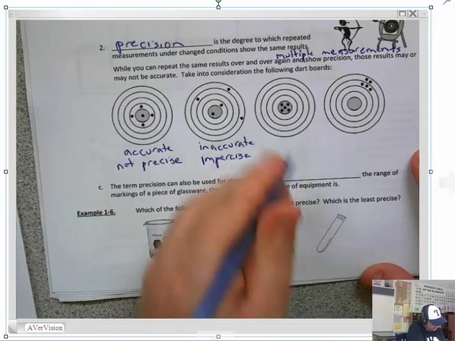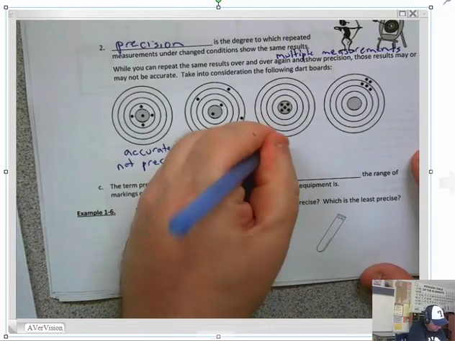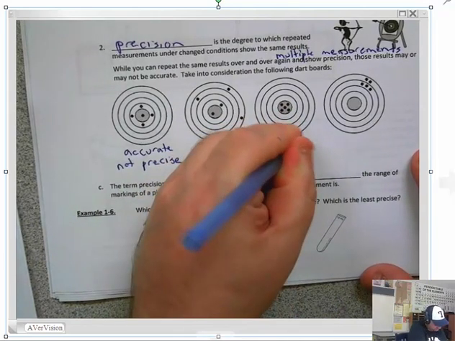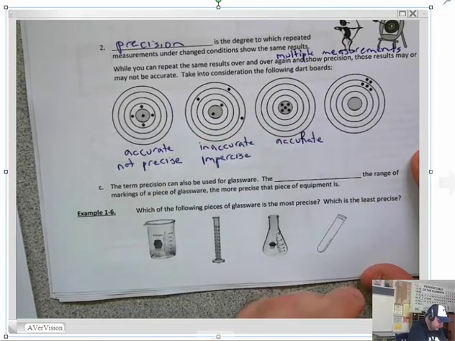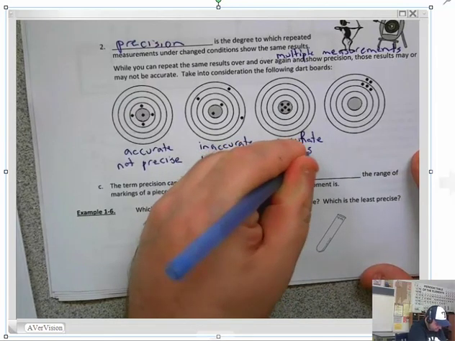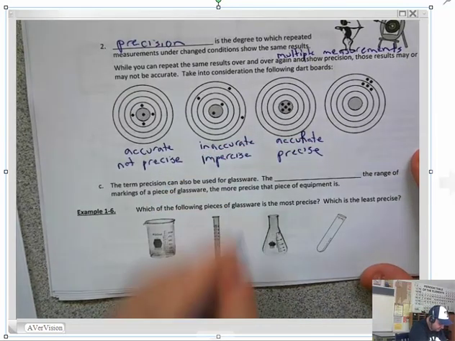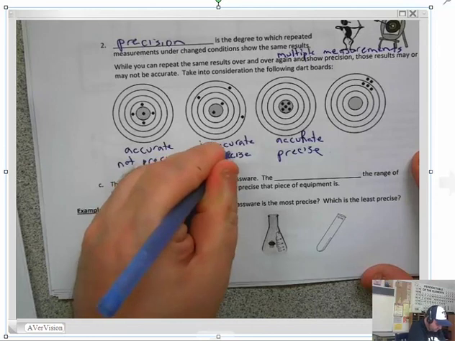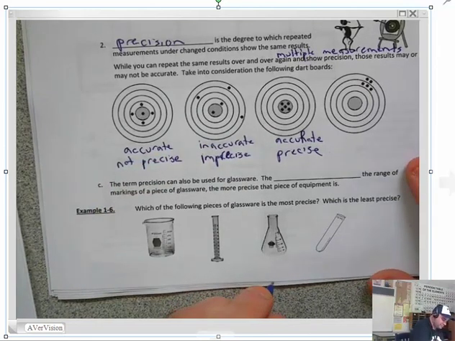Here's the ideal one. Look, if you average all those shots, you get the center. That's accurate. And I can't spell accurate. Awesome. And it is also precise. Oh, I misspelled precise over there too. Wonderful.